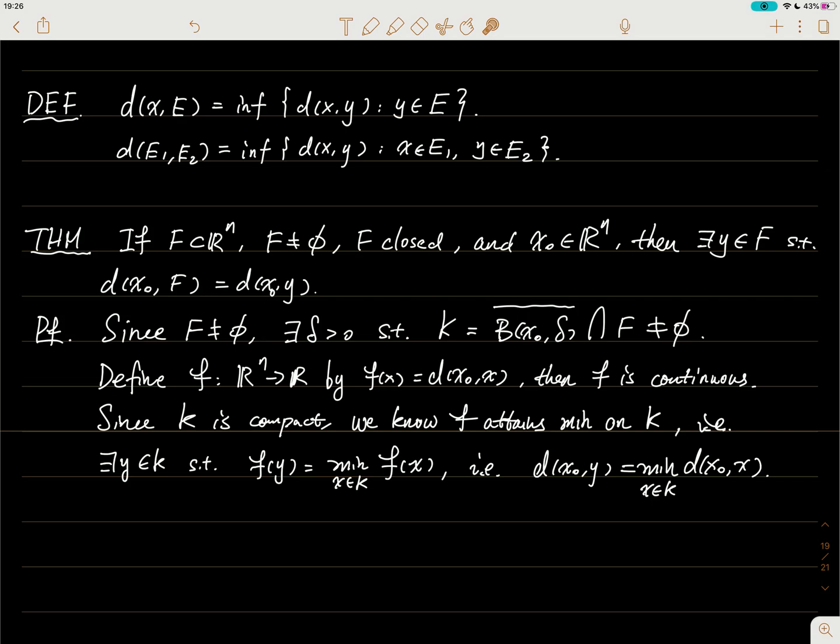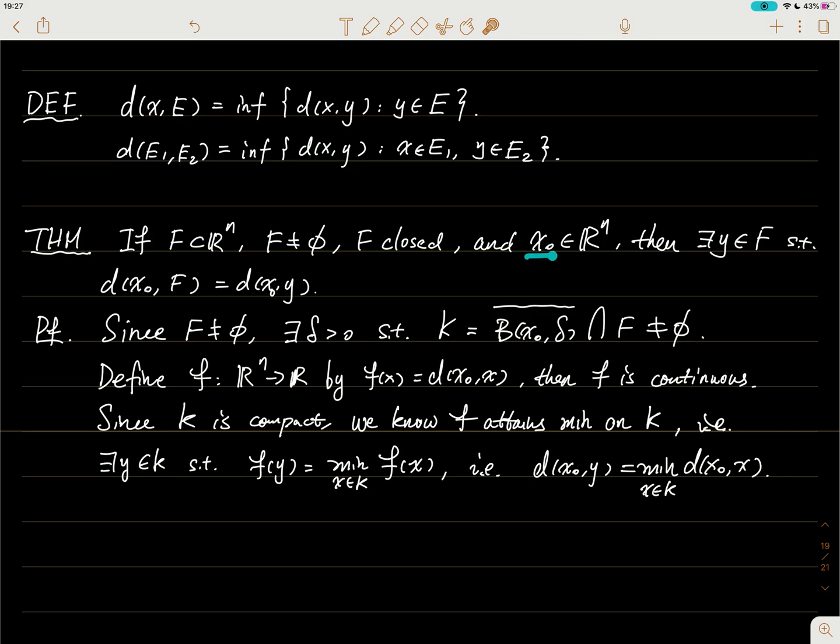Okay, so now I'll give a theorem to show that if you have a non-empty closed subset F in R^n, and a point x0, then there must be some y in F such that the distance between the point x0 and F is equal to the distance between x0 and this point y. So if this is x0 and this is F, since F is closed, you must be able to find some point y such that the distance here is equal to the distance between the point x0 and F.